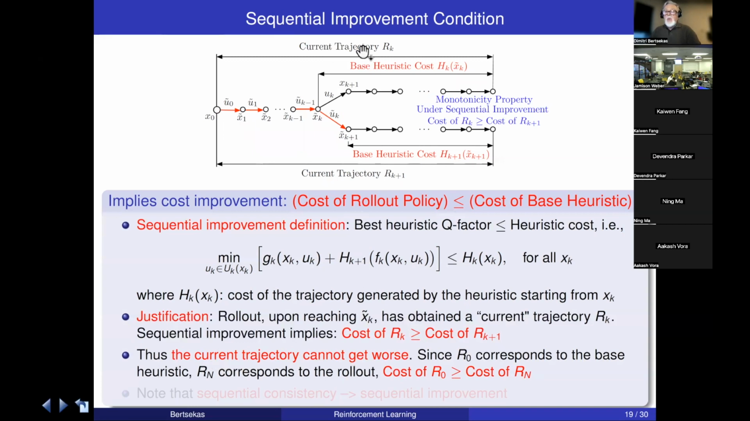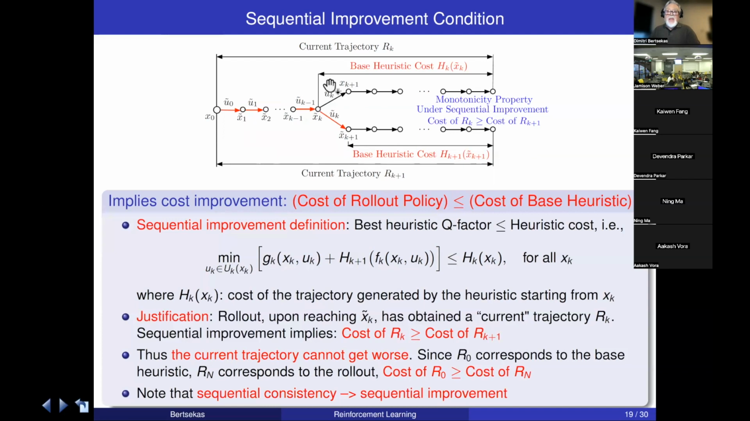So the current trajectory, we call this the current trajectory. The cost of the current trajectory cannot get worse with every iteration. Now, R0 is the cost of the base heuristic starting from x0. Rn, on the other hand, corresponds to the trajectory of the rollout. Therefore, by applying this many times from time 0 to time n, we obtain that the cost of R0 is greater than Rn. And this is the cost improvement.